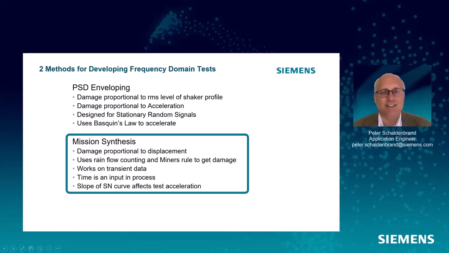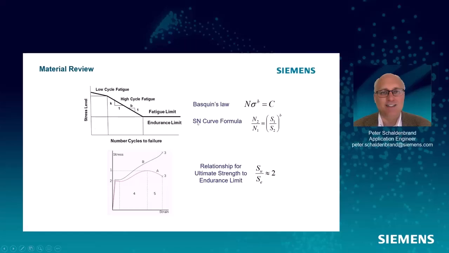The slope of the SN curve in both of these, B, affects the acceleration. I will caution you, be careful about B and K. They're easy to mess up. So we can rearrange, we can take Basquin's formula.